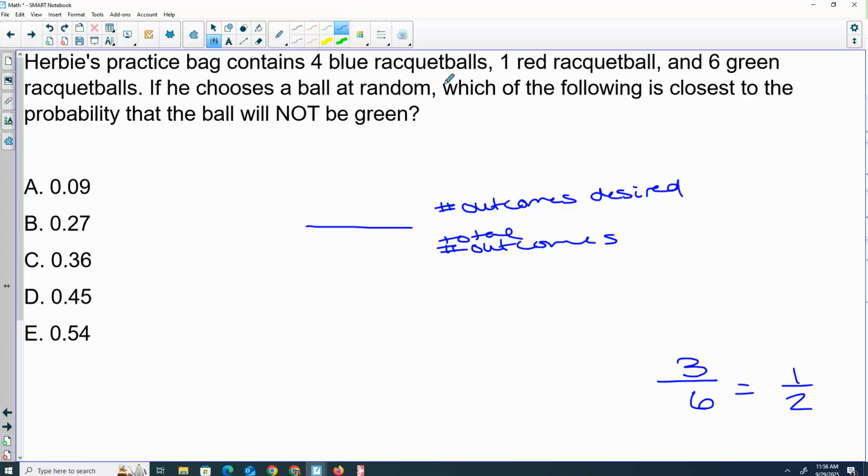So Herbie's practice bag contains 4 blue racquetballs, 1 red racquetball, and 6 green racquetballs. If he chooses a ball at random, which is the closest to the probability that it will not be green? So if it's not green, what can it be? So how many balls are the color I want? 5. Out of how many total balls in this bag? So 5 out of 11 total. So we get 0.4545, so 0.45 is the closest.